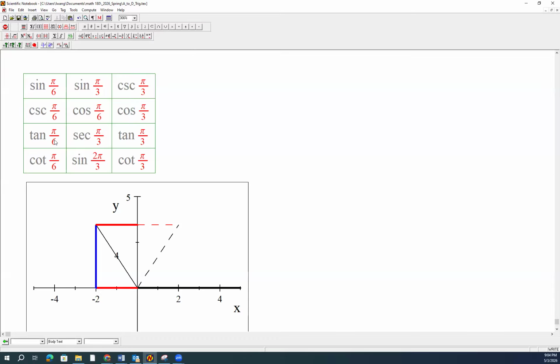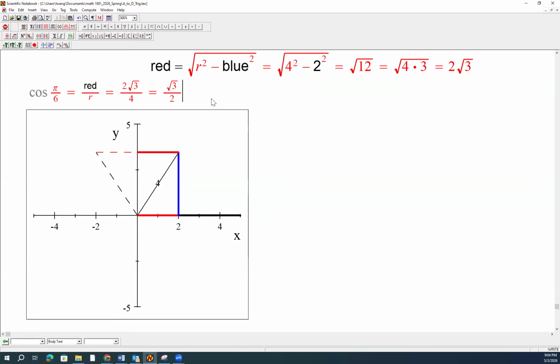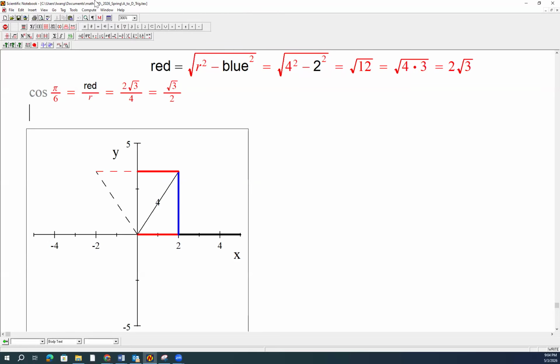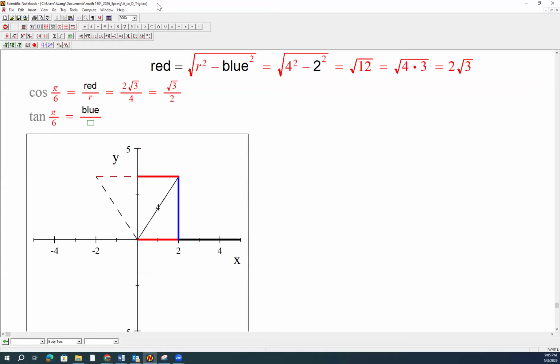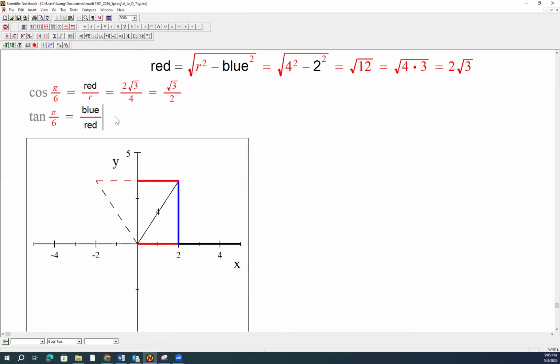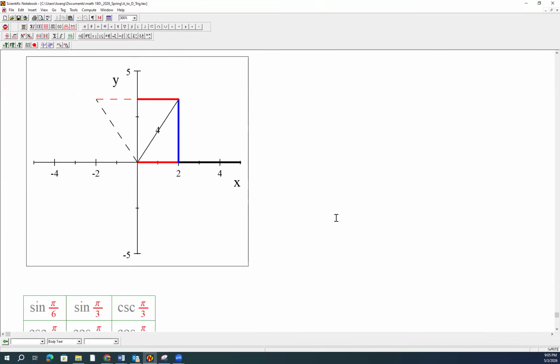How about tangent pi over 6? Tangent pi over 6, easy, right? You can do it by definition, it is blue over red. And what's blue? Blue is 2. Red is 2 times root 3, right? We found 2 times root 3. So that one will be equal to 1 over root 3. If you like to rationalize it, feel free to rationalize it. You know how.